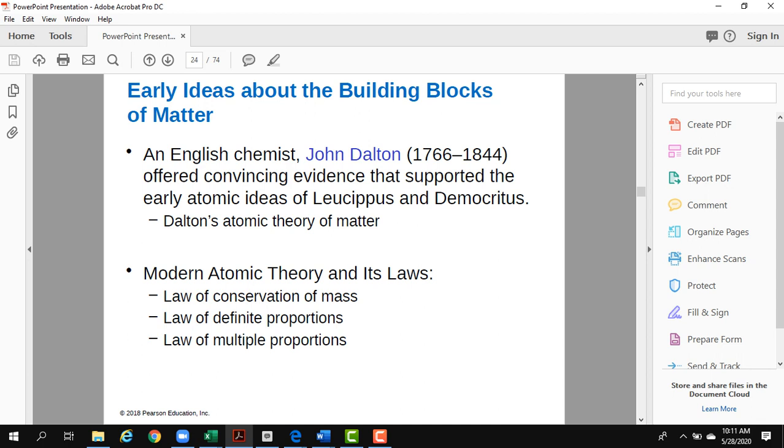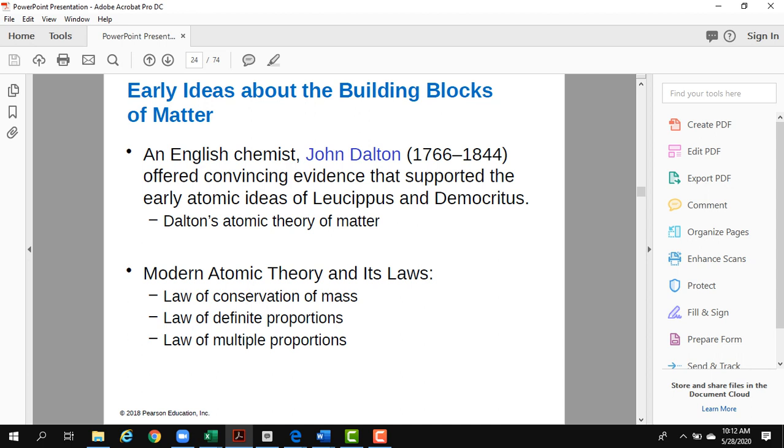Dalton's atomic theory is based on three laws. Dalton's atomic theory is the very top advance. But in order to make the theory, we use the law of conservation of mass, the law of definite proportions, and the law of multiple proportions. These three laws are very important when Dalton developed this theory. We already know what the law of conservation of mass is. We discussed that matter is neither created nor destroyed.